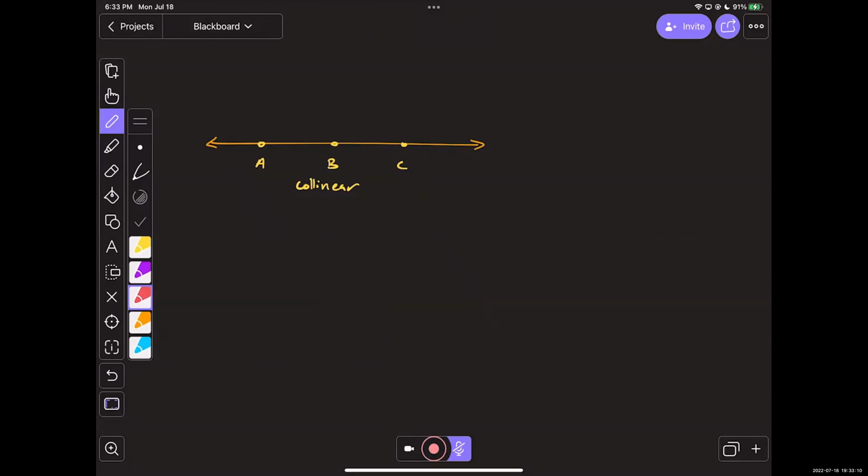Okay. And then if you have 3 or more lines that all go through the same point, so kind of the opposite direction, right? If you have 3 or more lines that do that, that's what we call concurrent. So if you have 3 lines that all cross through this one point here, that one point in the middle is what we call concurrent.